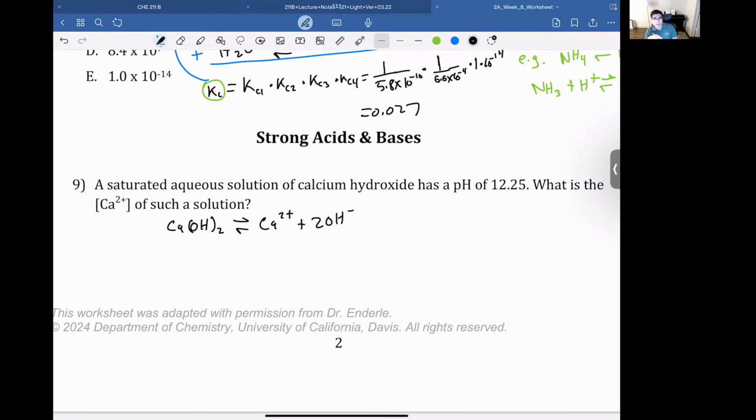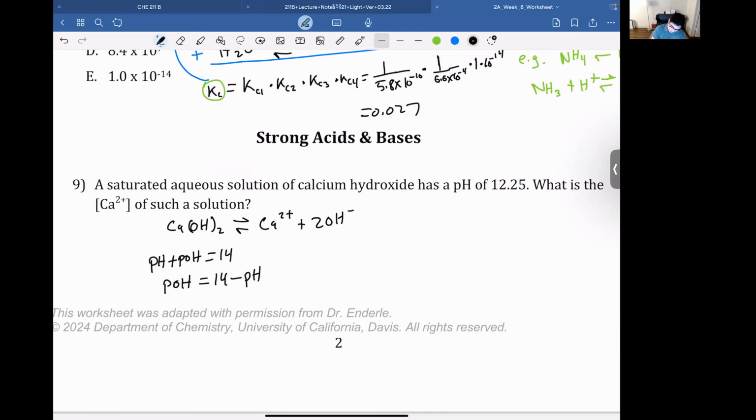The p just indicates you're taking a negative log of something. So pH is negative log of the concentration of H plus, pOH is negative log of OH minus, pKa is negative log of Ka, and so on. So we know we have this equation, pH plus pOH is equal to 14. And we get pOH is equal to 14 minus pH, just basic algebra, subtracting pH from both sides.